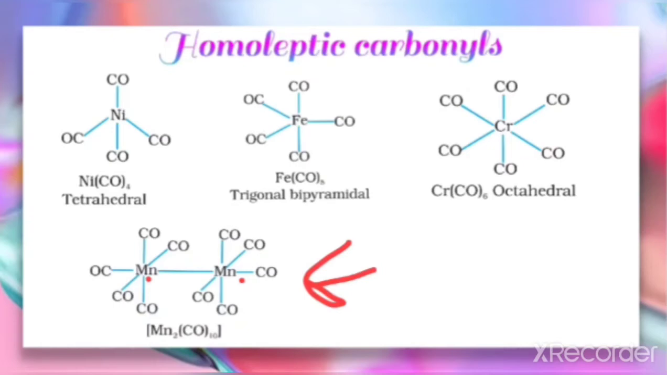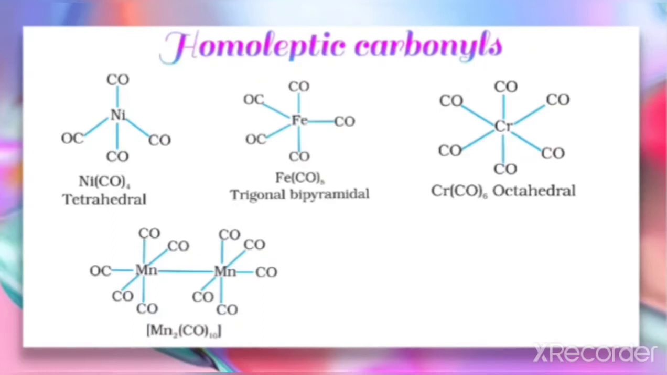So what will be the name for this one? Once again, here 10 CO are there, therefore decacarbonyl, and 2 manganese are there, therefore dimanganese, and the oxidation state here is 0. So the oxidation state of the central metal atom is 0, as in the other cases also. One more example that we need to discuss according to our syllabus, because there are a number of examples of metal carbonyls, but we are only discussing the examples which are in our textbook.